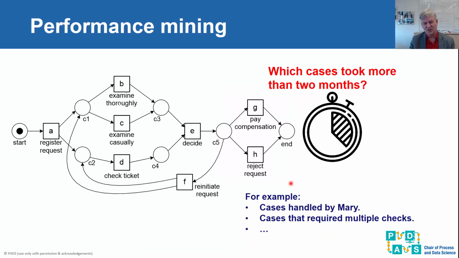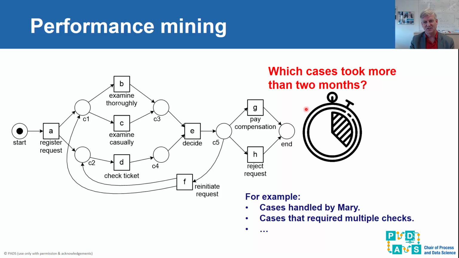We can of course also do the same for, let's say, performance. So now our target feature is not something categorical, like "Do we go left or do we go right?" Now we can look at, for example, numerical things like flow times, etc. So which cases took more than 2 months?